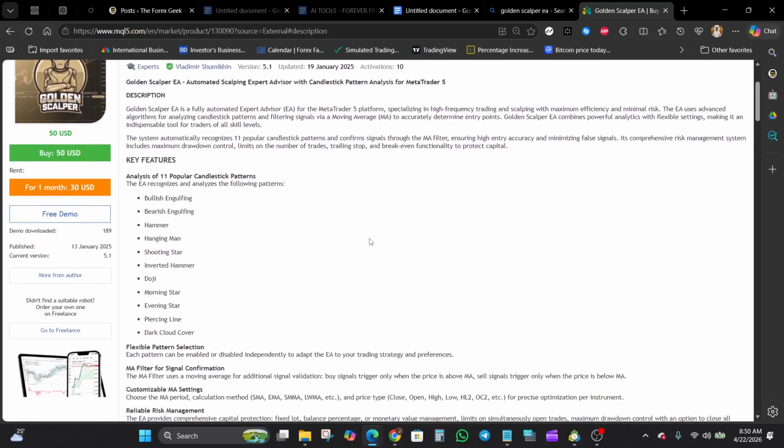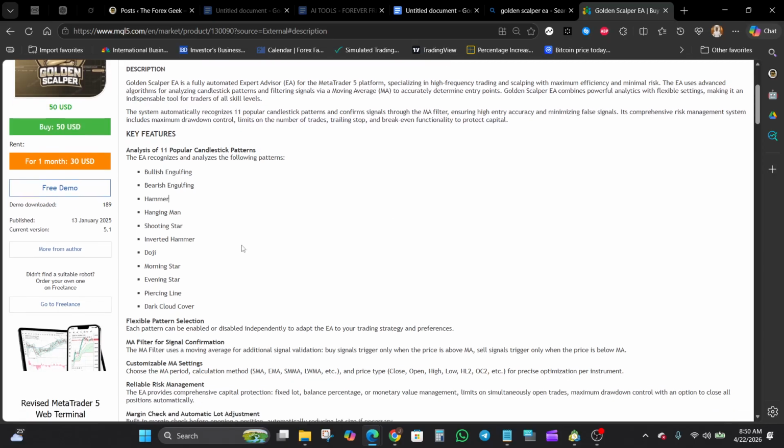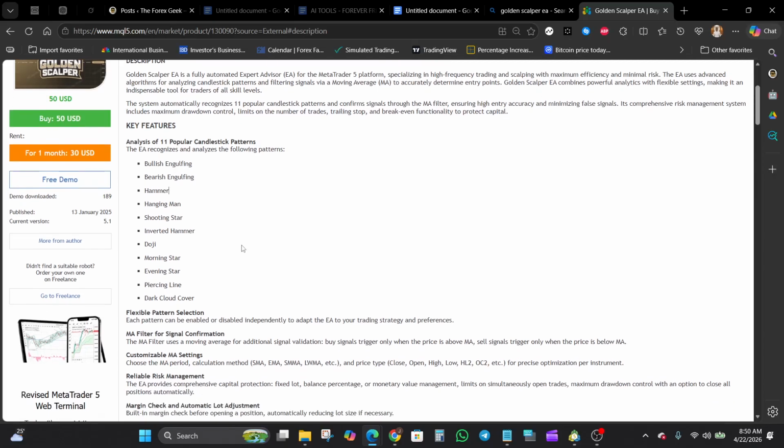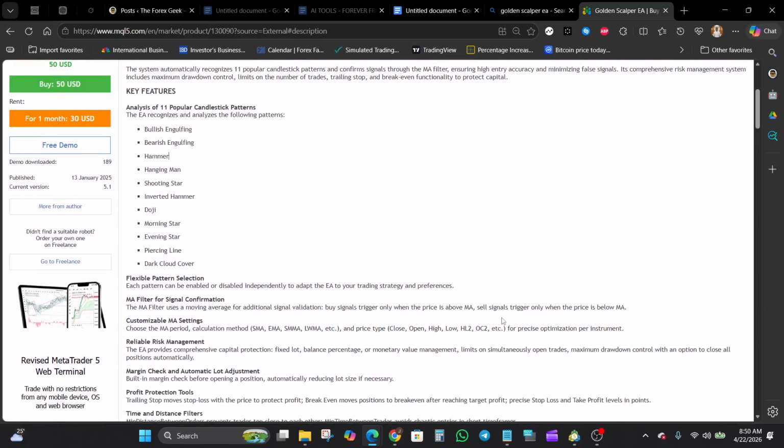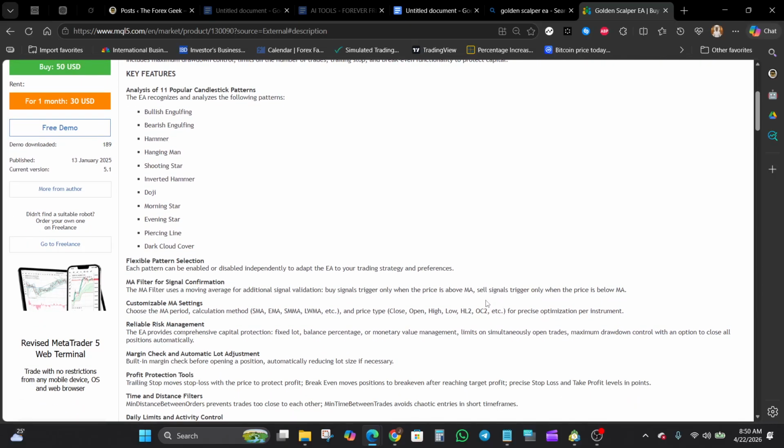So one thing that stands out here is that it supports 11 different candlestick patterns, which is quite a lot. That can be powerful, but it also means performance will depend heavily on how those patterns are configured. All right, so overall, this looks like a pattern-based scalping system with layered filtering and risk management. Now, let's just break down the key features and, more importantly, what they actually mean in real trading.